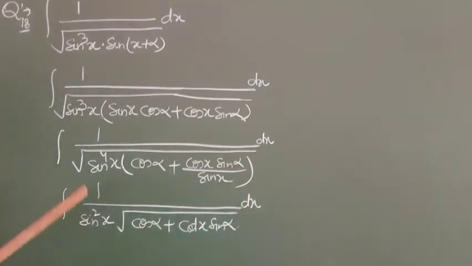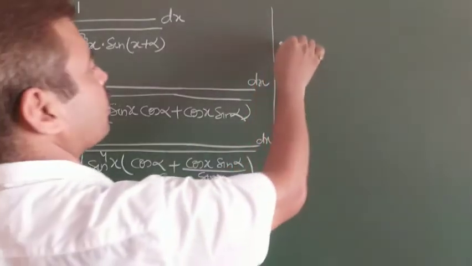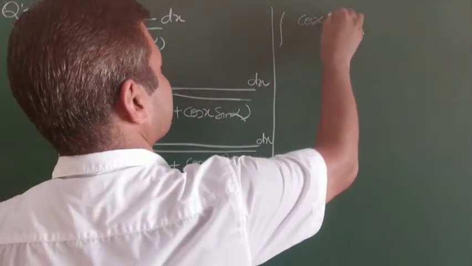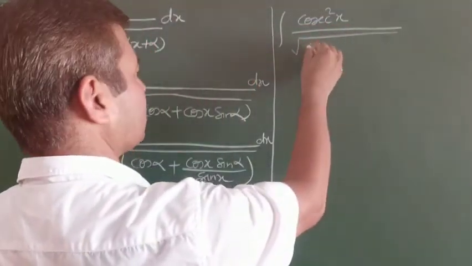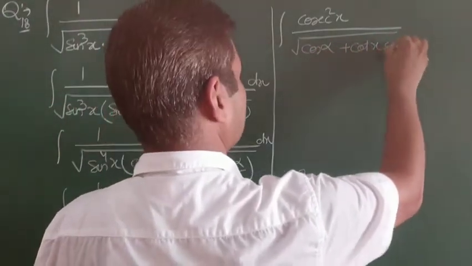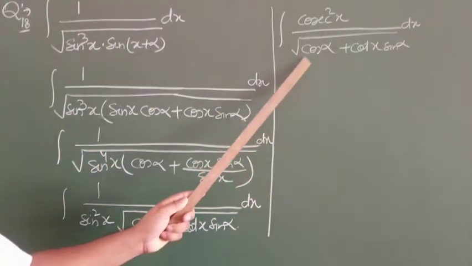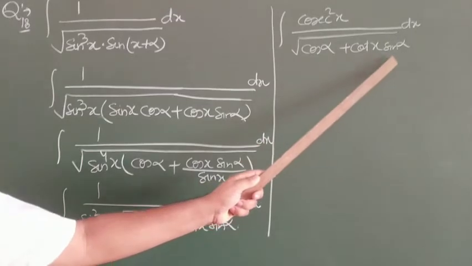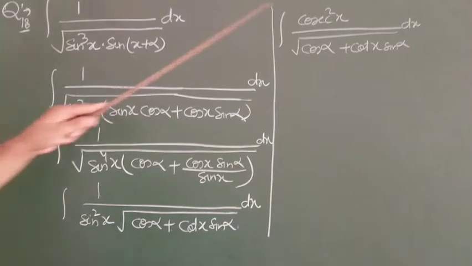Correct? Now 1 upon sin square x, cosec square x. So now students, you can see this side: cosec square x upon root cos alpha plus cot x sin alpha. Okay, cos alpha plus cot x sin alpha. 1 upon sin square x is cosec square x.